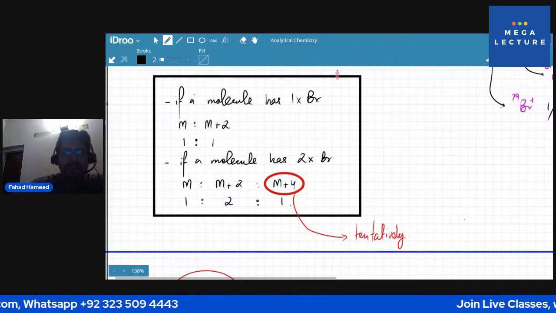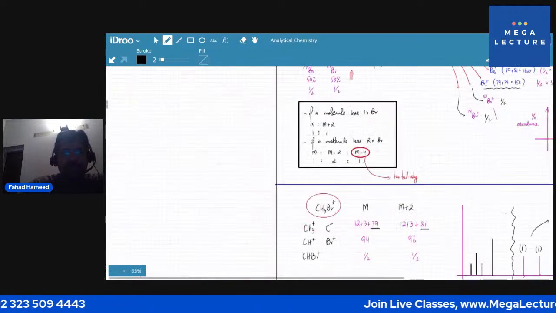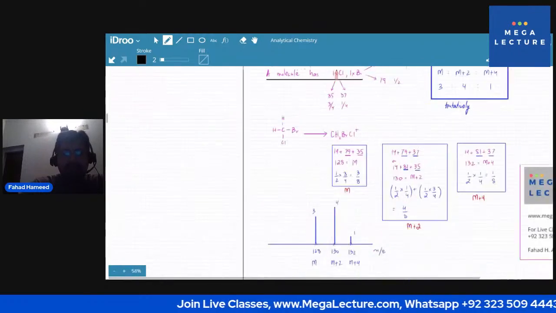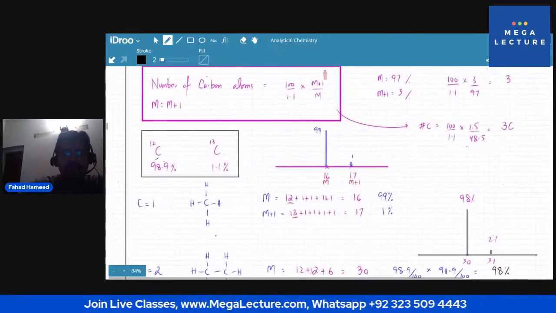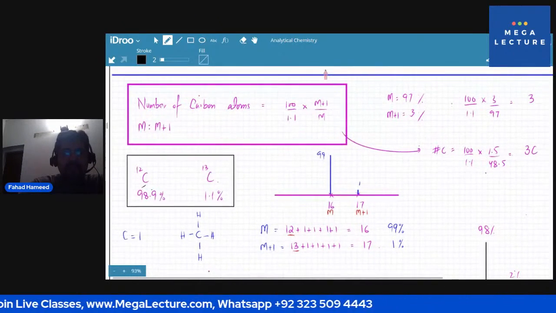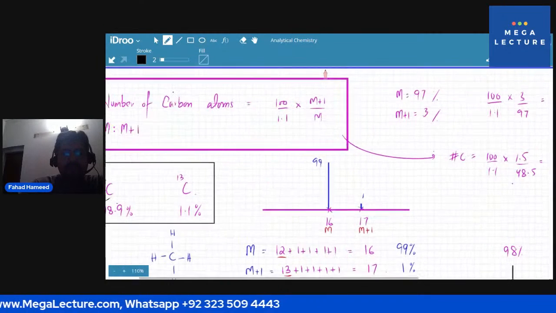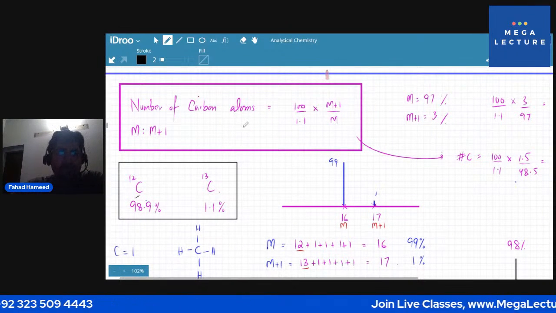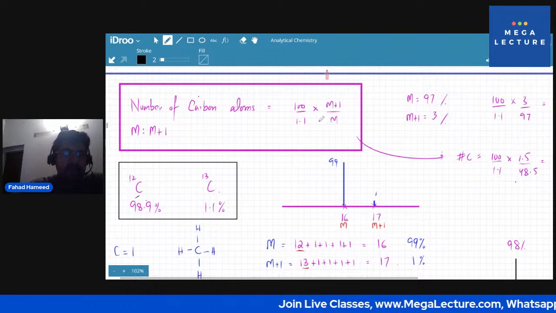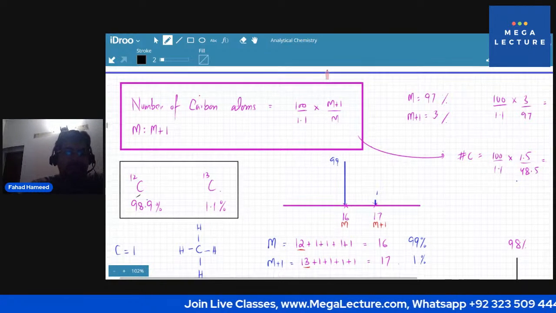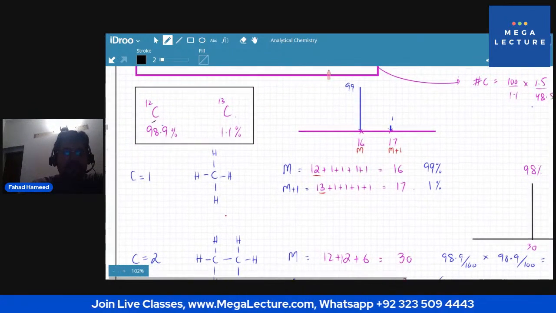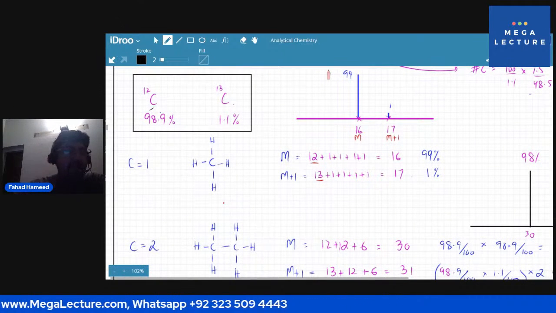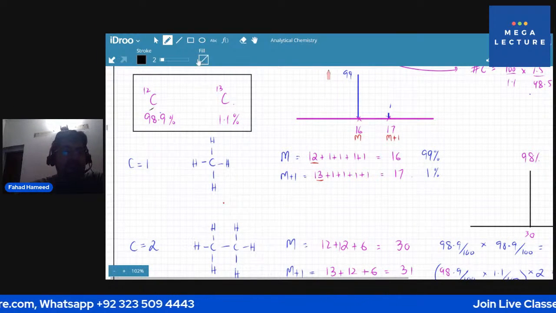That's about it. Now, the third thing, the last thing that you're going to talk about when you're doing mass, we can leave that. You can also figure out the number of carbon atoms, and the number of carbon atoms can be figured out by using this formula. I'm going to come back to this formula later, but let's focus. How do we figure out the number of carbon atoms? The way you figure out the number of carbon atoms is that carbon has 2 isotopes.